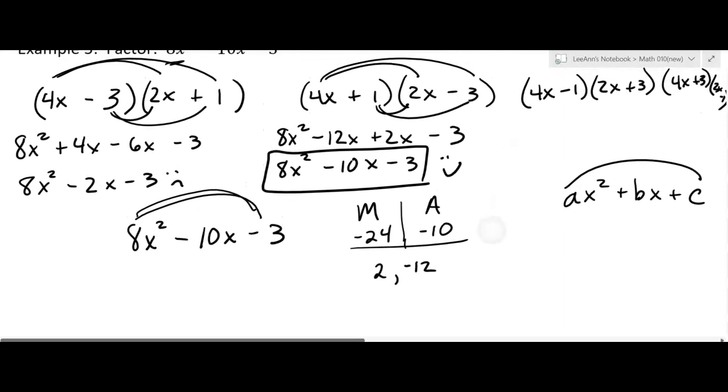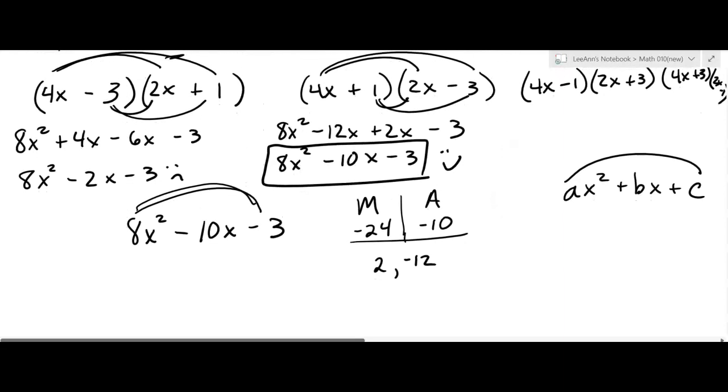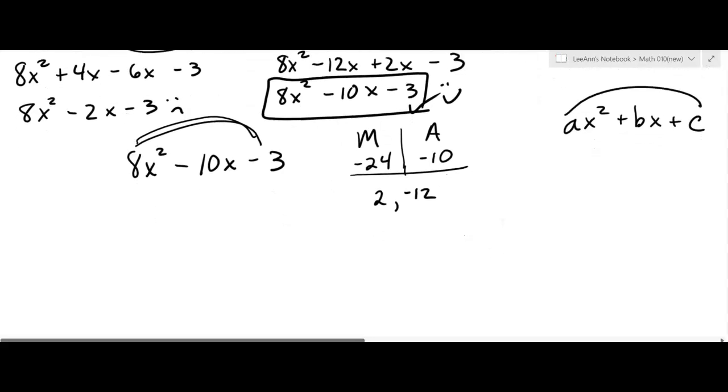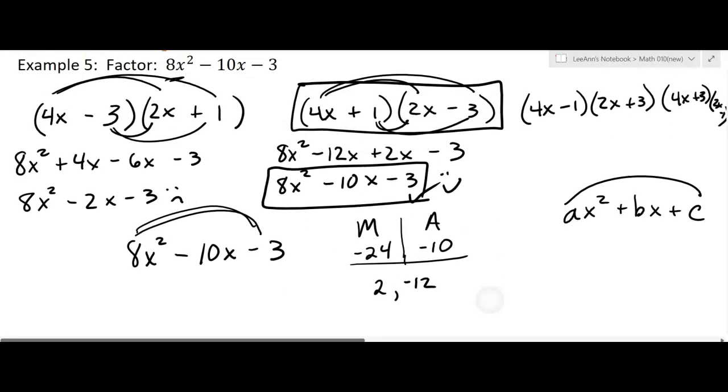Where was my answer? Oh, I put a box around the wrong thing. This was the answer. Sorry about that. This was just the check. Okay. I'm not going to erase my box. Okay. So that's the answer. 4x plus 1, 2x minus 3.